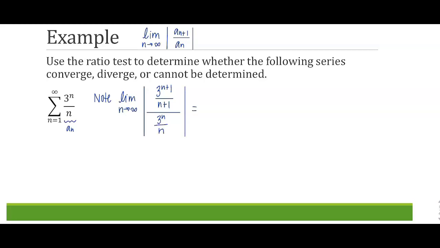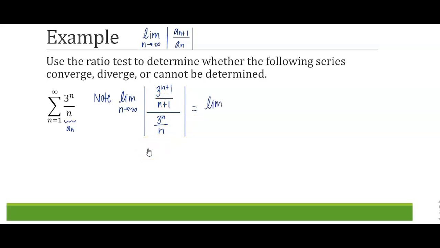So that's going to equal, well, now it's just a matter of evaluating this limit at infinity. First things first, these absolute value bars, we can go ahead and drop them because everything inside of here is going to be positive. We're evaluating this from n equals 1 to infinity. So here we have an exponential, which is always positive. We're adding 1, which is still positive. So we can drop the absolute value bars.